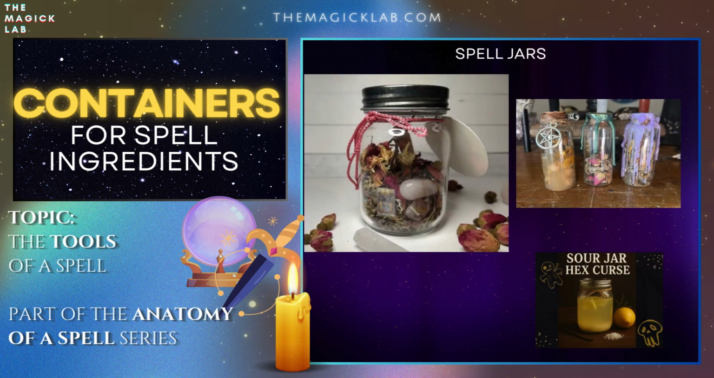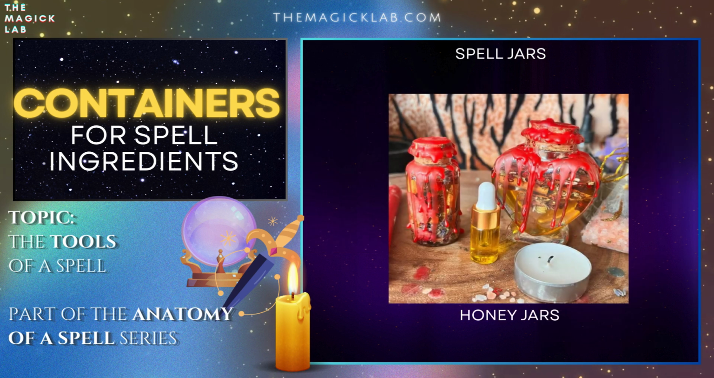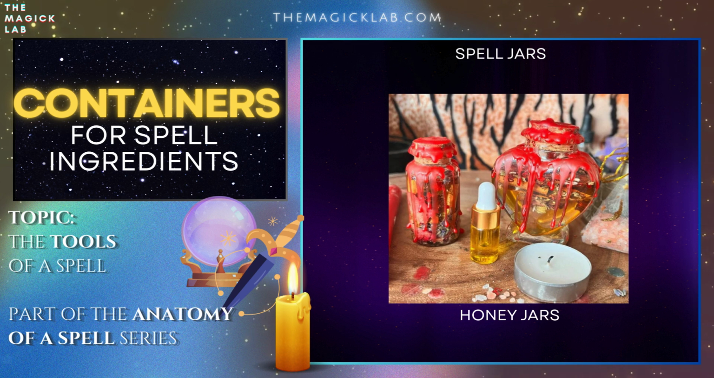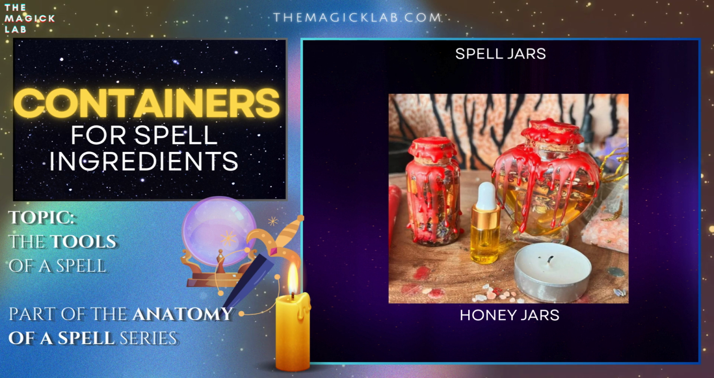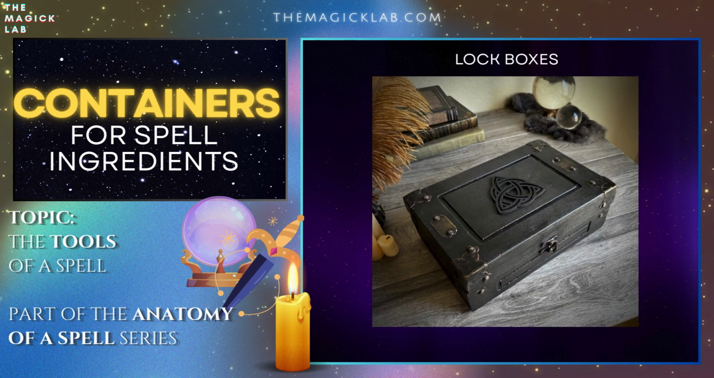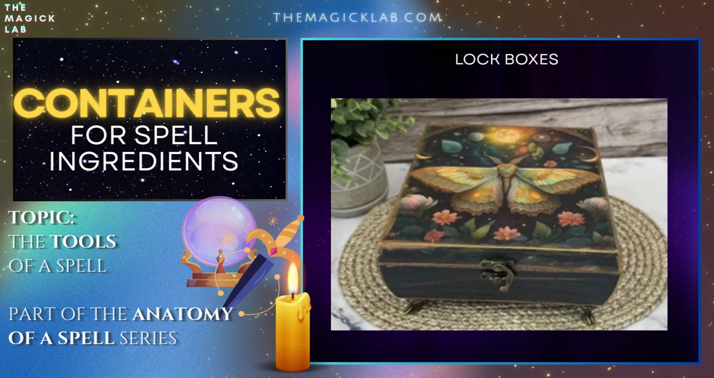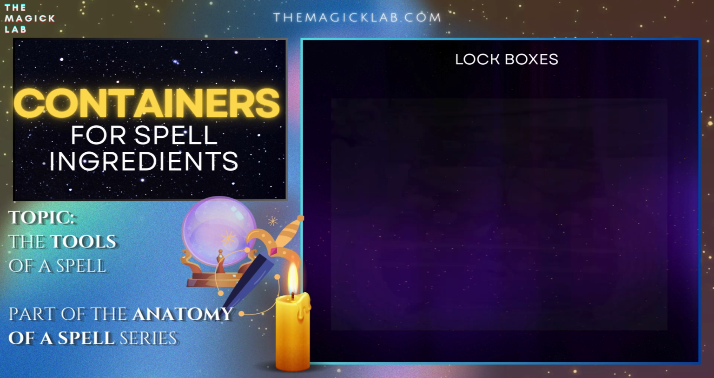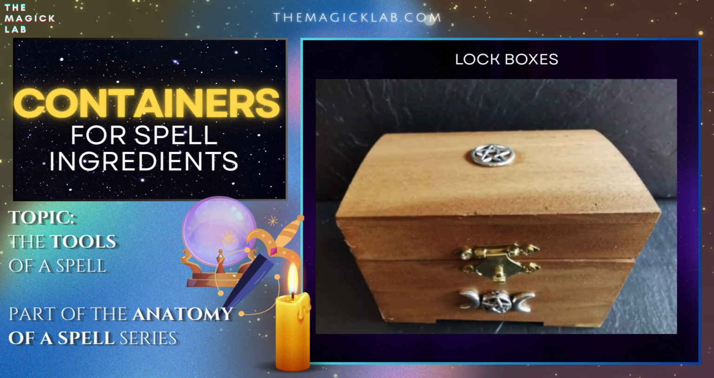Spell jars, this could include mason jars, sour jars, honey jars. These jars are versatile vessels for layering ingredients, combining symbolic items, or holding petitions. For example, honey jars are traditionally used to sweeten relationships or situations over time, and they're stored at a specific location. Lock boxes, so small lockable boxes can hold petitions, charms, or other items that need to remain sealed or protected. And the lock itself is symbolic of containment, security, and restriction, which makes it ideal for protection or binding work.